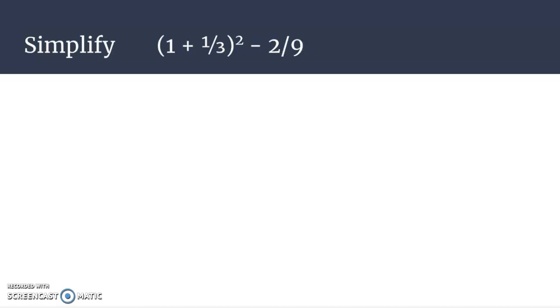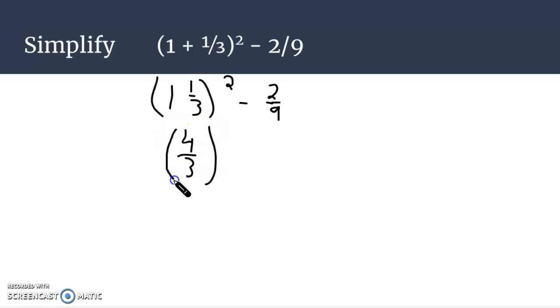Next up, another one involving fractions. Okay, we have 1 plus 1/3, so that's going to give us 1 1/3 in the parentheses. We're squaring it, and then we're taking away 2/9. 1 1/3 can be written as an improper fraction, 4/3. I'm going to square that. If we take 4/3 and square it, we get 16 over 9.